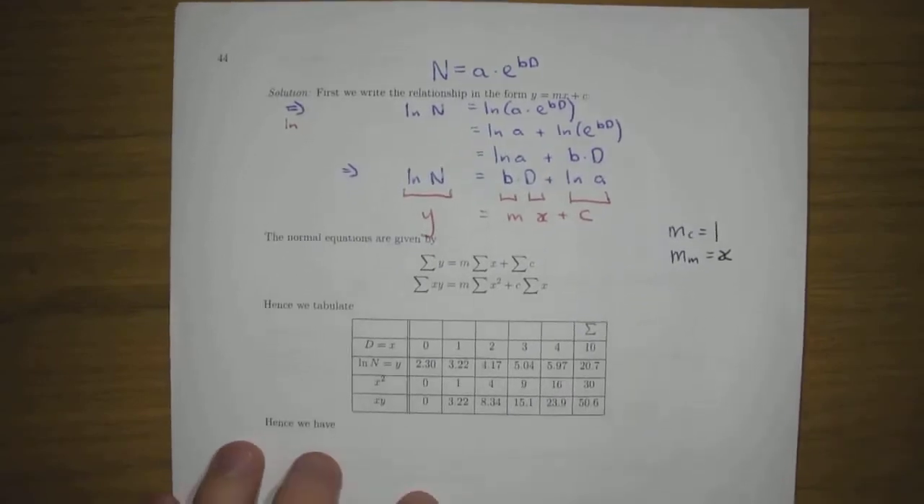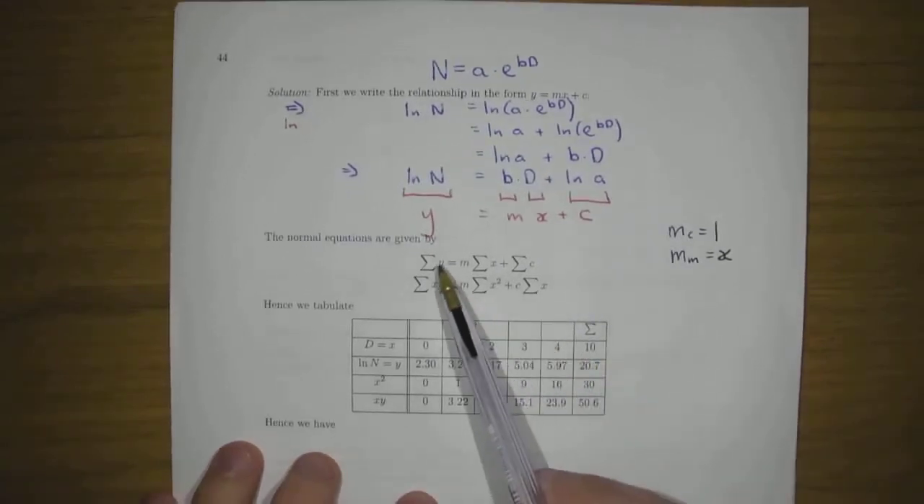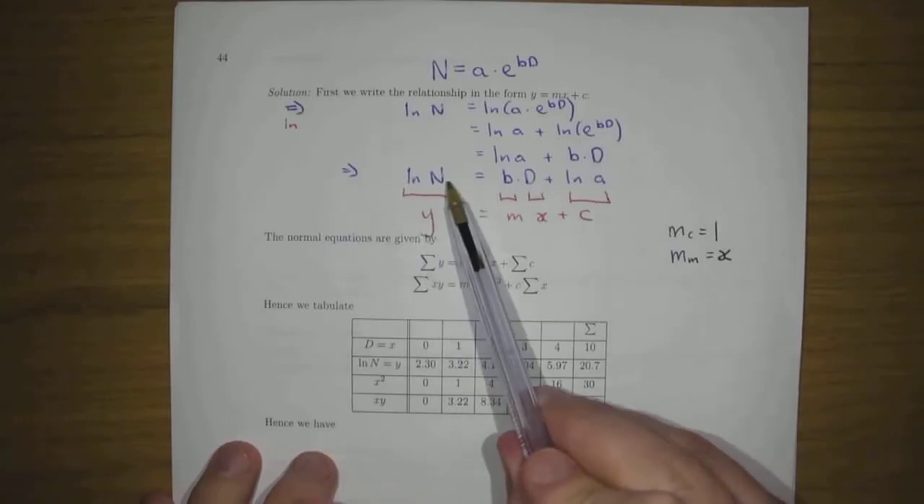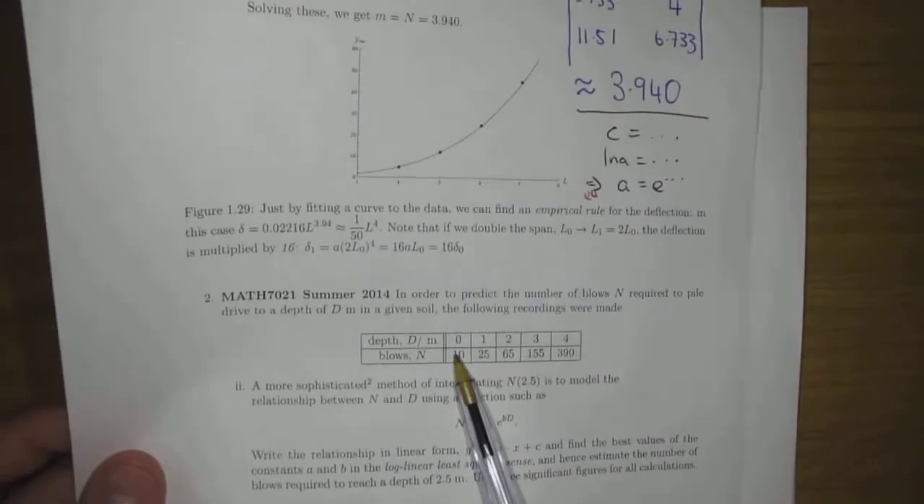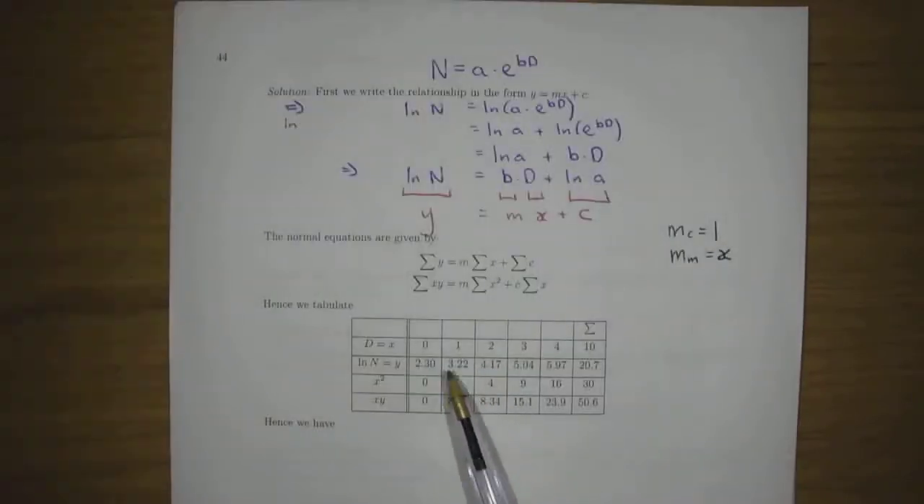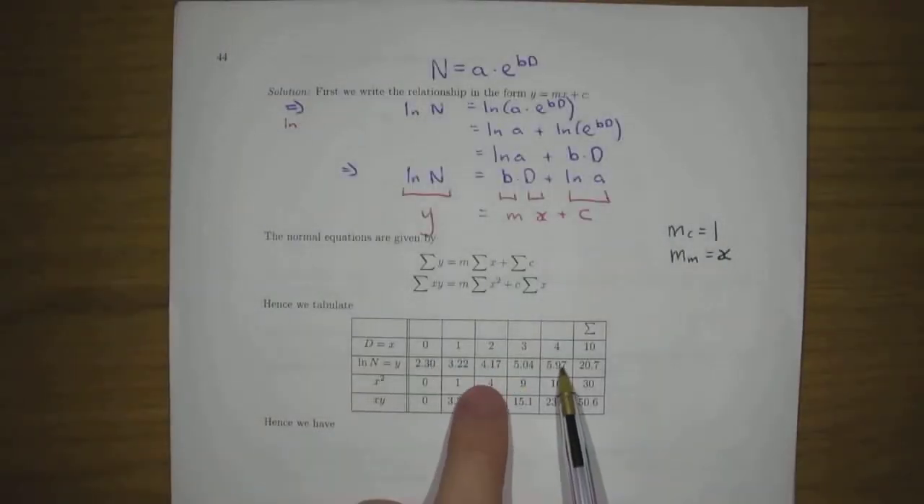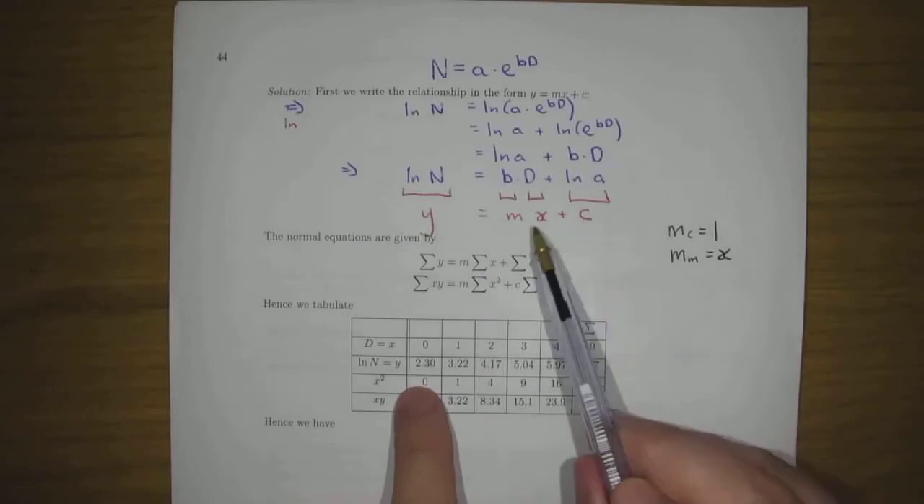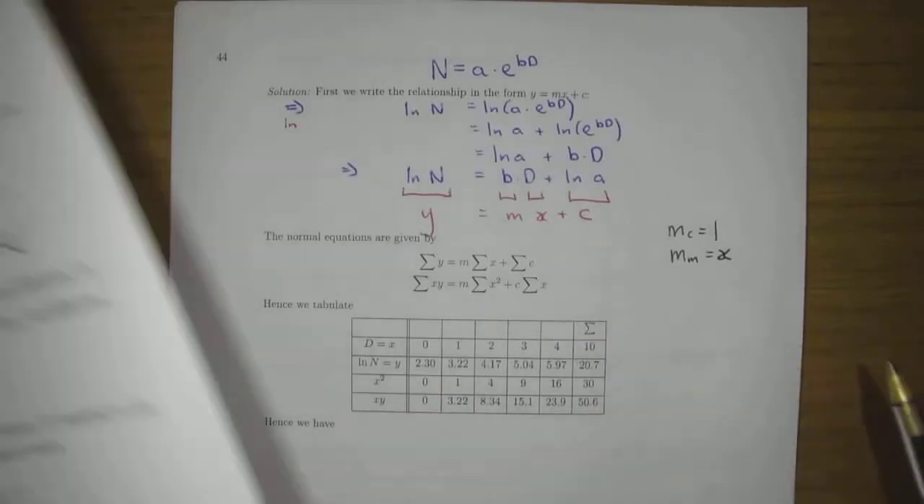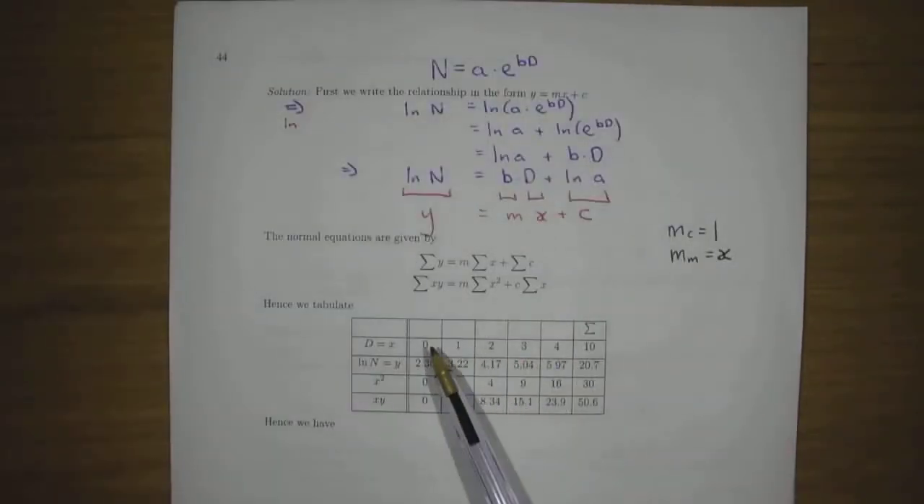So we tabulate. We need to add up y, so we need to add up log of n. So we'll say y is log of n, and if you take the log of these numbers here, you get these numbers here. So that's the log, that's the y. Add them up, you get 20.7. You also need to add up the x. Now the x is the same as d, so I just copy the 0, 1, 2, 3, 4, 0, 1, 2, 3, 4, add up, I get 10.